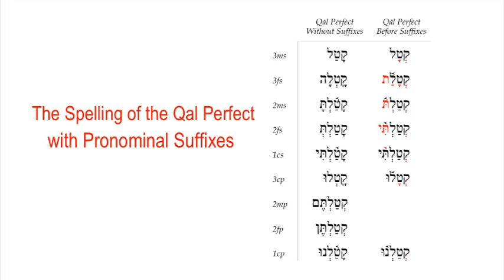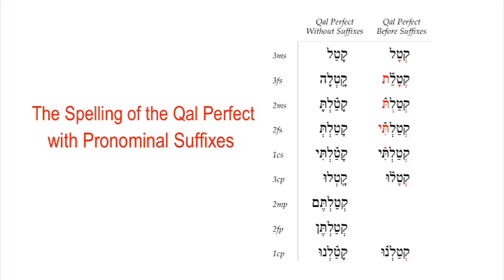Look at the 3FS form, katala. You will see that in the form before pronominal suffix, the Qamets He subformative of the perfect conjugation has changed to pathach tav. Now you know why this occurs. You already know that any time a particular word ends in a He, you can't add anything to it without the He changing. Now the He can do one of two things. It can entirely drop off, or that He can strengthen to a tav.